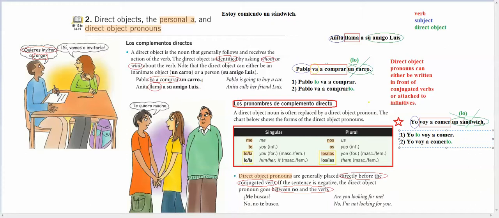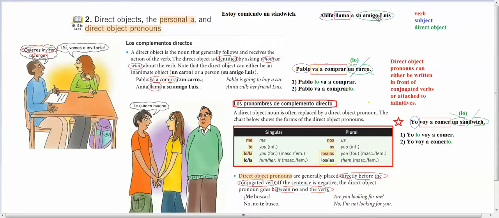Okay. But if I look at the last one, which is right here, again, I'm not getting much variety in my direct object pronouns here, but Anita llama a su amigo Luis. Here I'm going to say she's going to call him. Him would be lo again. Okay, now I don't have an infinitive, so the only place that my lo can go is in front of llama.